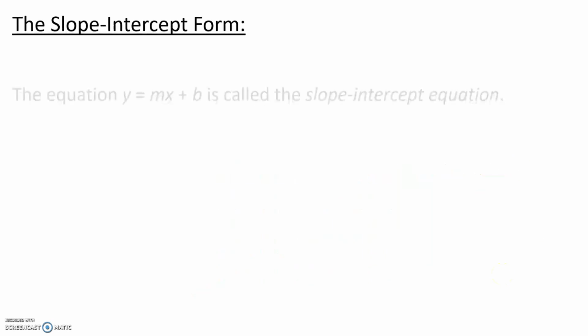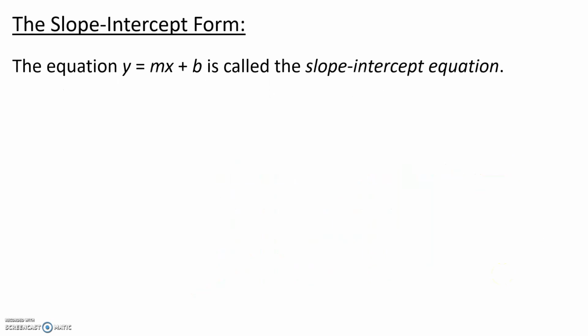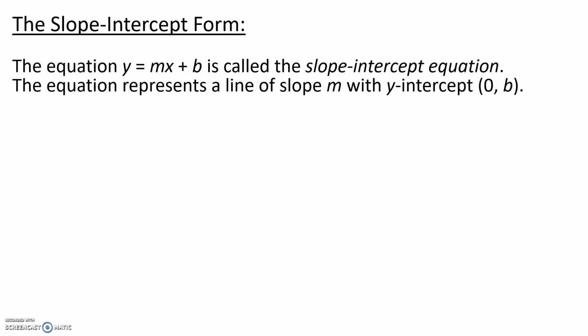Next example. The equation y equals mx plus b is called the slope-intercept equation. The equation represents a line of slope m and y-intercept (0, b).